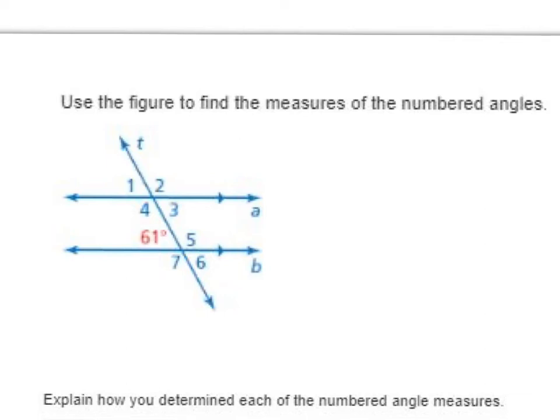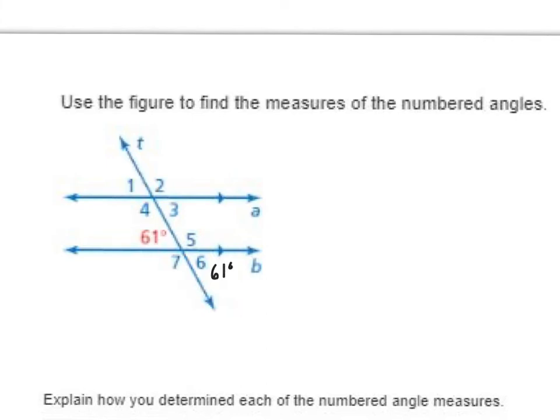All right, let's go over problem number 15, which was the lowest one on the assignment from yesterday. So in this problem, the given angle is 61 degrees. And the first thing we can do is figure out that angle 6 is vertical to that 61 degrees. So we know that angle 6 then is also 61 degrees.